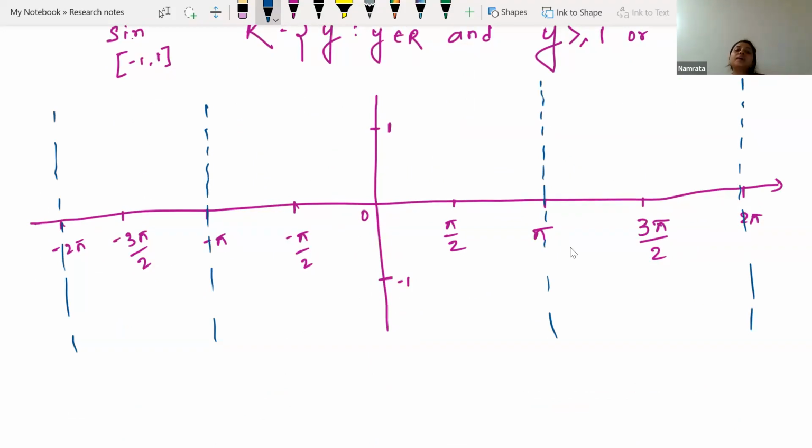Okay. Now this will guide us to plot the graph of the cosec function. So cosec, we can check what is the value of cosec pi by 2. So cosec pi by 2 means 1 by sine pi by 2. And what is the value of sine pi by 2? What is the value of sine pi by 2?